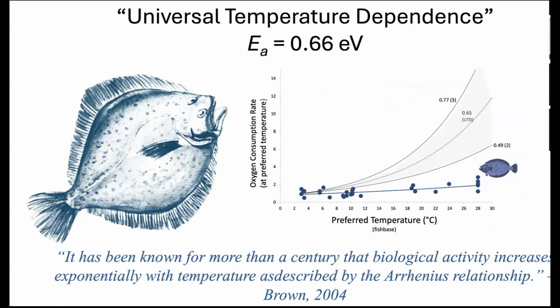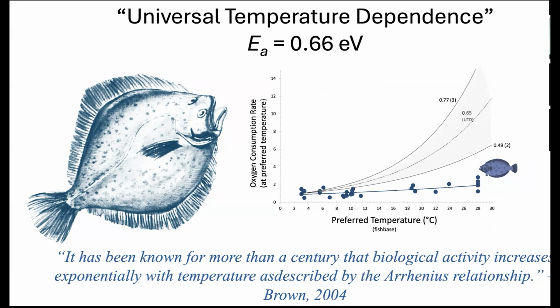And lastly, there's a long history, more than a century, of measurements of metabolic rates as a function of temperature, and they typically increase with temperature with what's called a Q10 of about 2 to 3. That means for a 10-degree change, you get a doubling or a tripling of the rate.